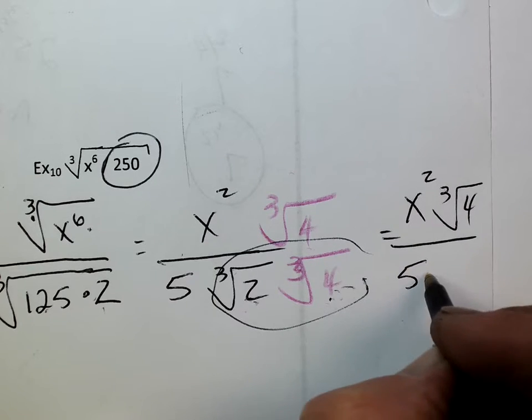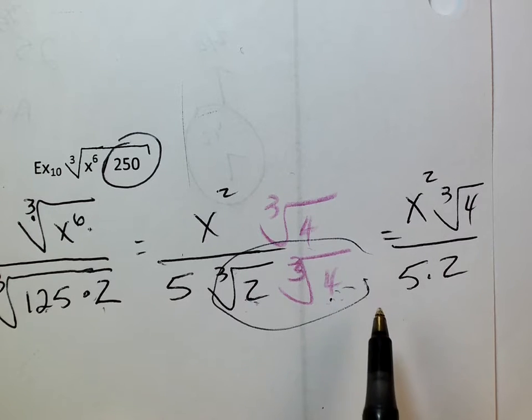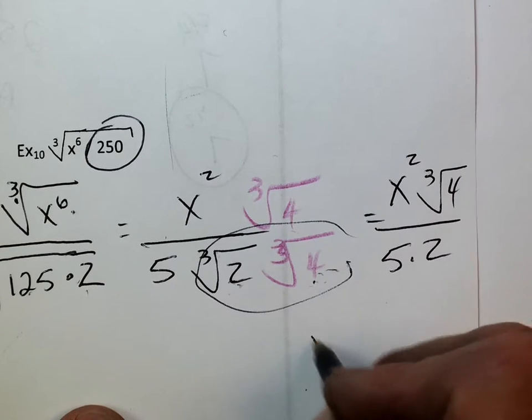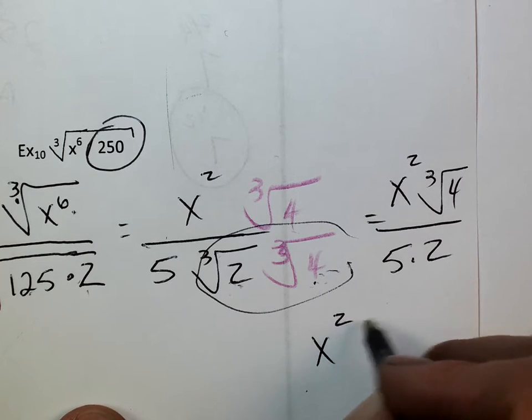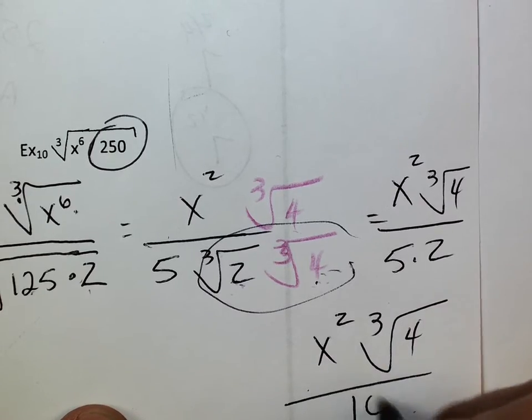So I get a 5. Like multiplying by something to get a perfect cube? Yes. Nicely said. So then my grand answer is going to be x squared, cube root of 4, all over 10.